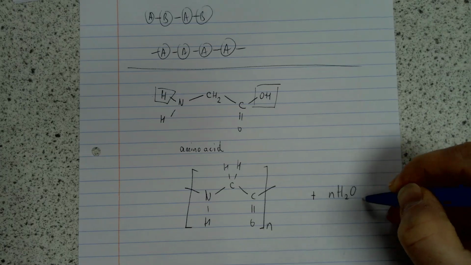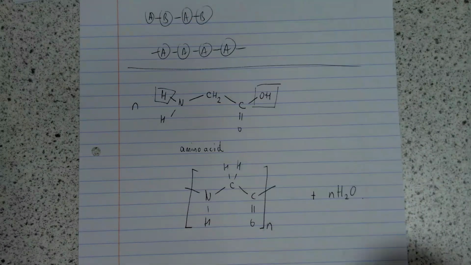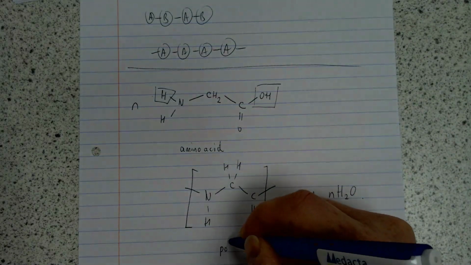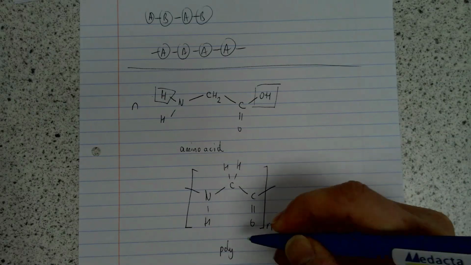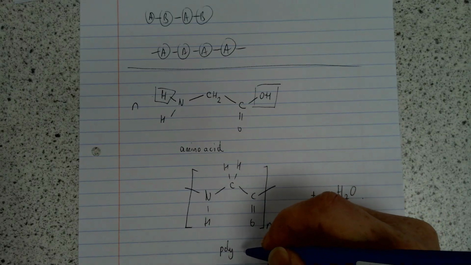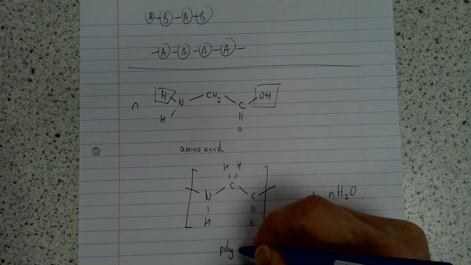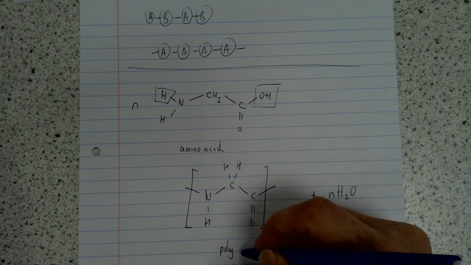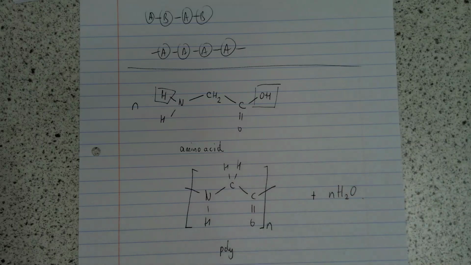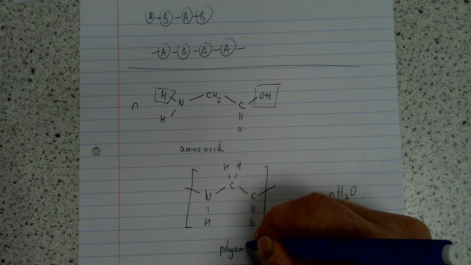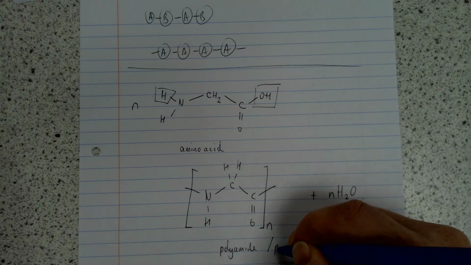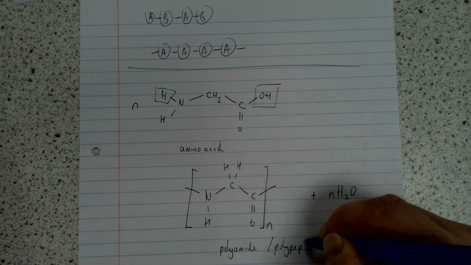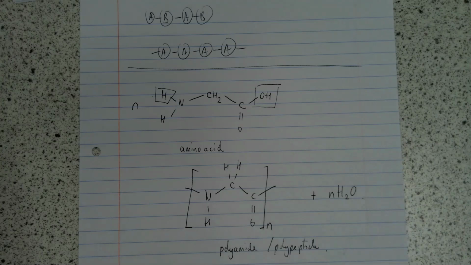NH2O. You get N of those. This would be a poly amino acid, or in this case polyglycine. But it is an example of a polyamide, right? So polyamide, polypeptide, if you like, it's the same thing.